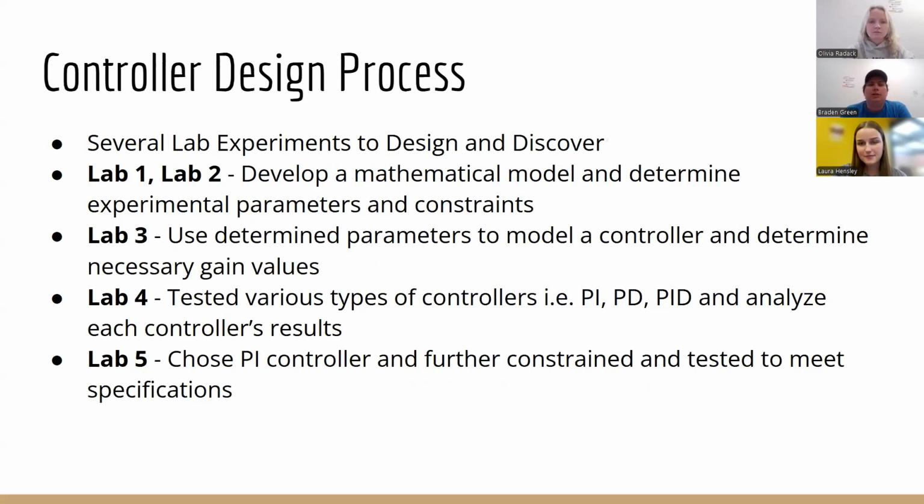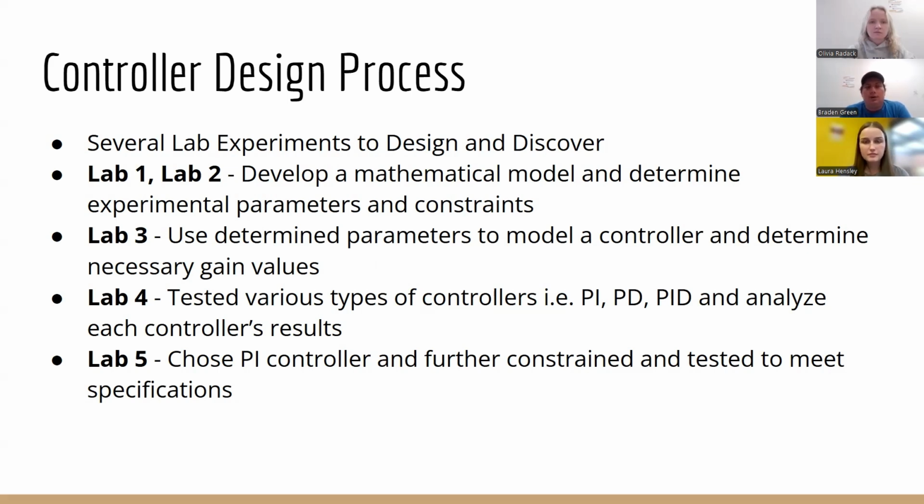For the controller design process, we conducted several experiments. In the first two experiments, we developed a mathematical model to determine experimental parameters and constraints, like parameters of friction, damping, the motor torque constant. We also determined internal motor resistance, the EMF constant, the minimum voltage to spin the motor, the DC gain, and the time constant. After we determined all of these parameters, we used them to model a controller and determine the necessary gain values that we needed to meet the customer specifications.